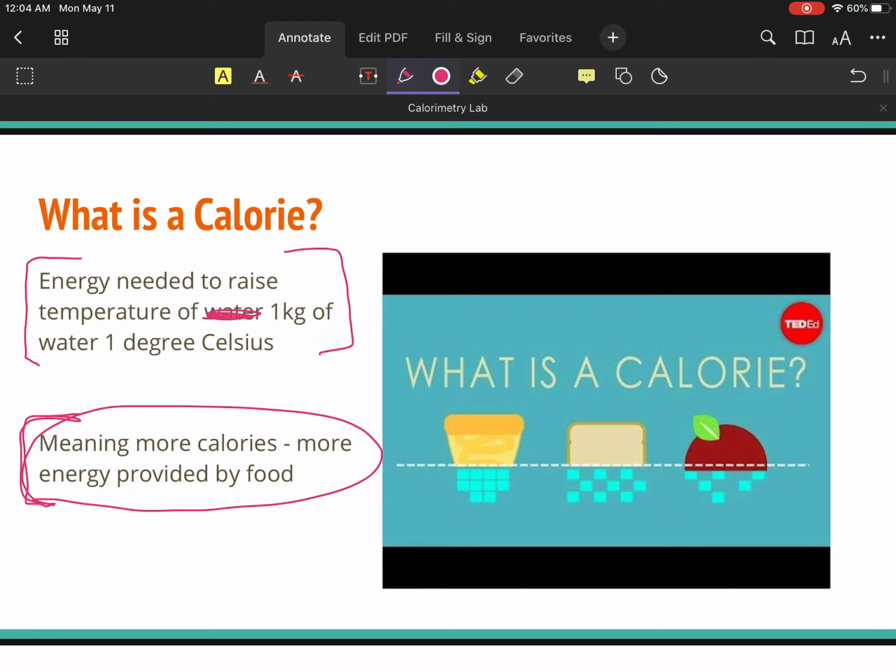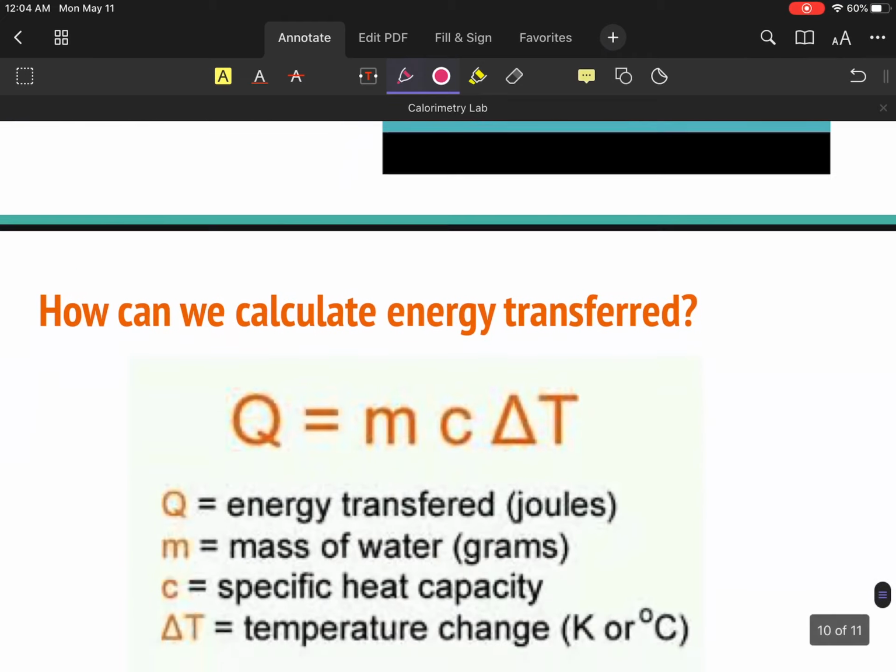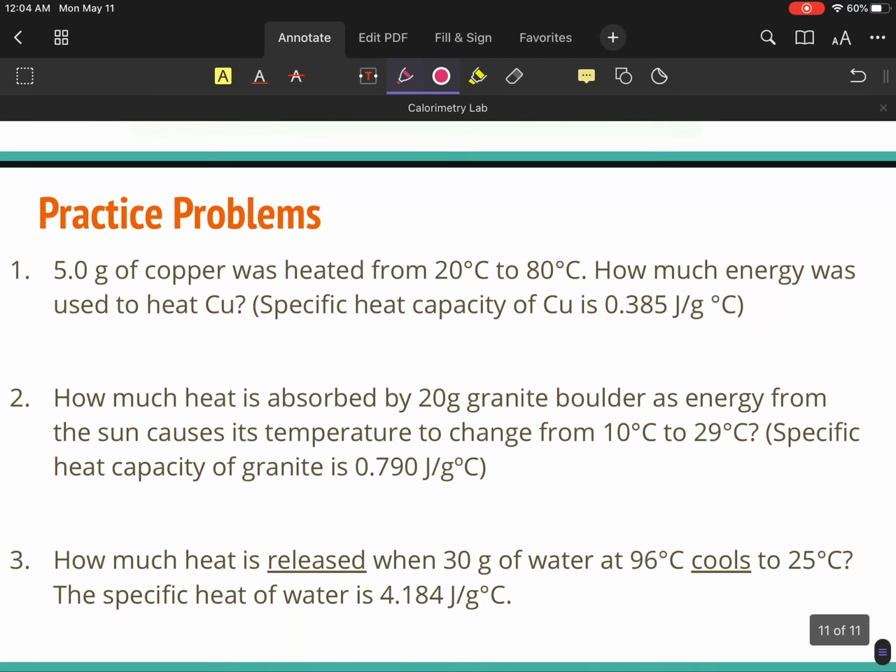So you have probably been thinking about energy and calories and food before. We're just going to give it some specific terms and talk about it more in a chemistry way here. So let's do one or two other little practice problems just so we're comfortable with this, because you will have to do this in the lab.